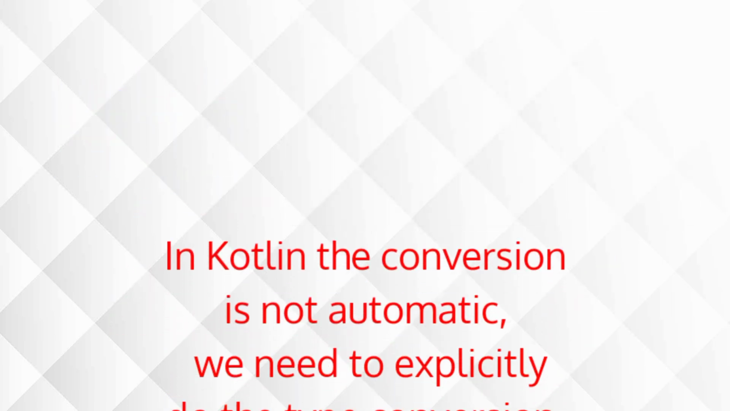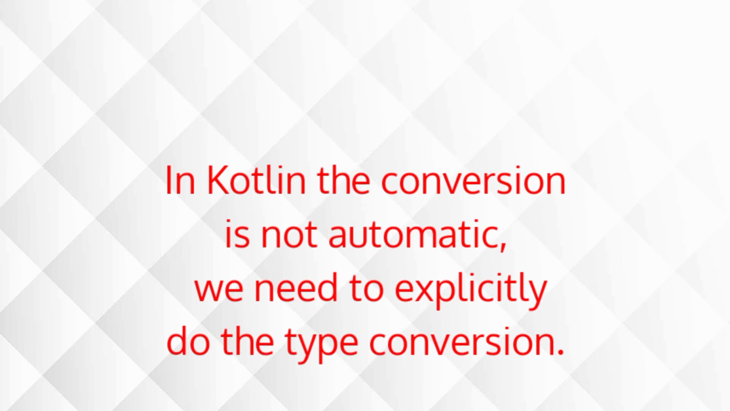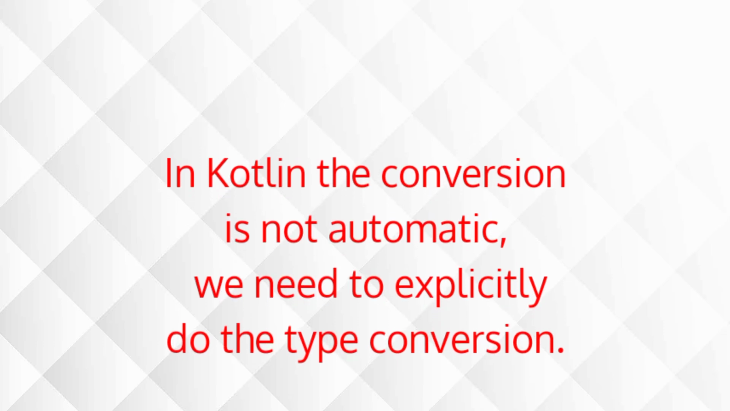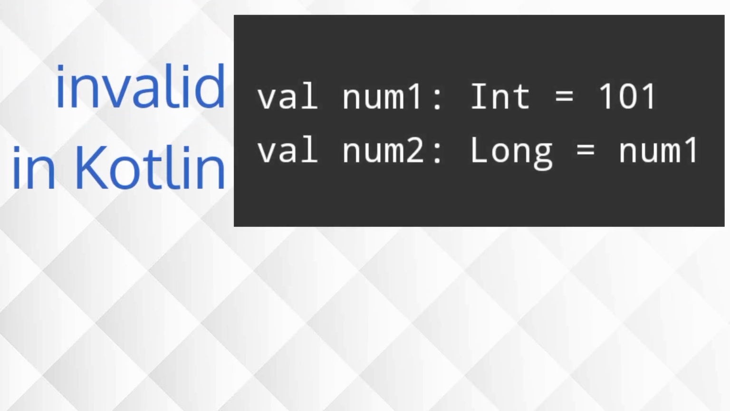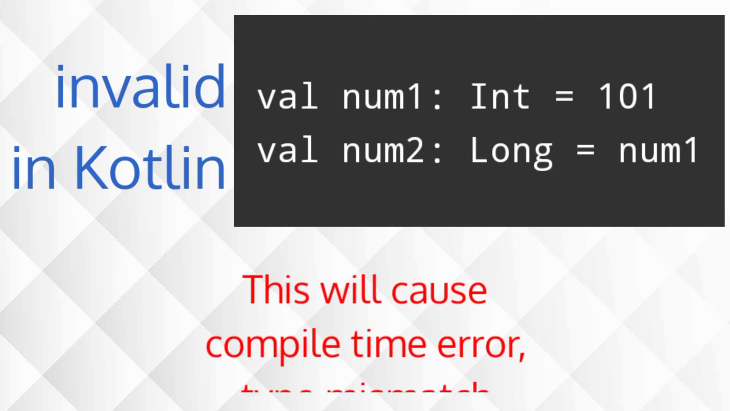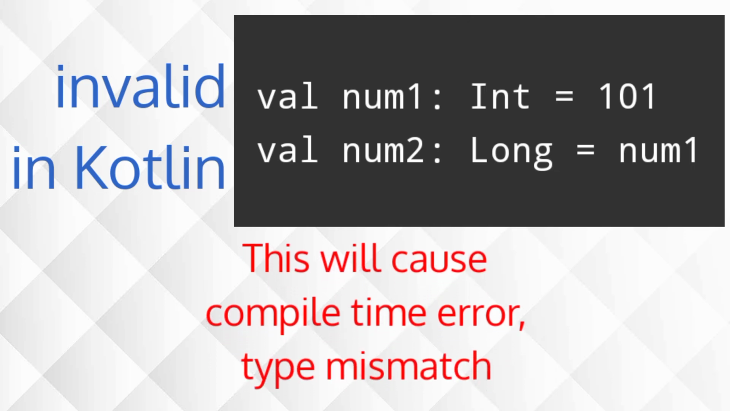In Kotlin, the conversion is not automatic. We need to explicitly do the type conversion. This code is invalid in Kotlin. This will cause a compile time error, type mismatch.